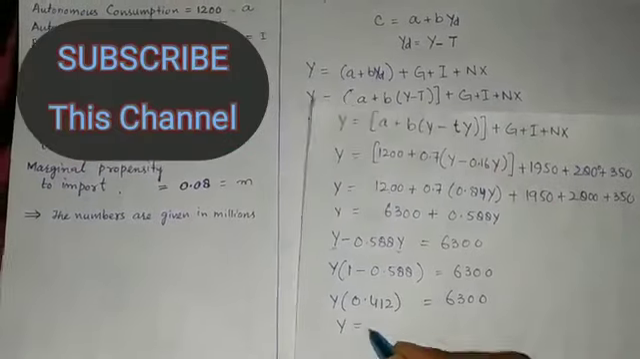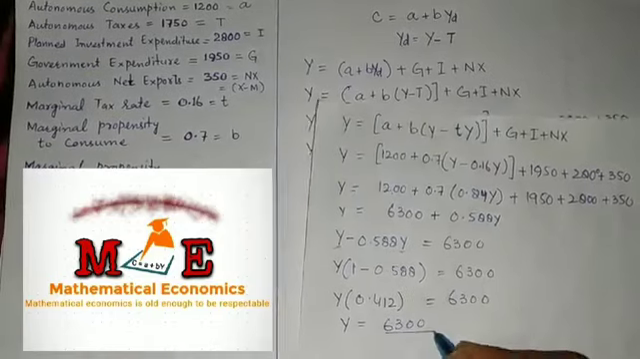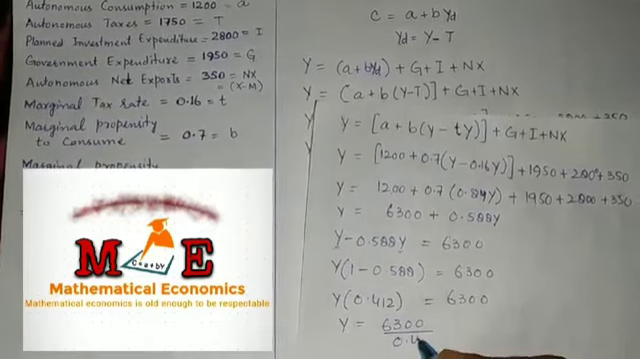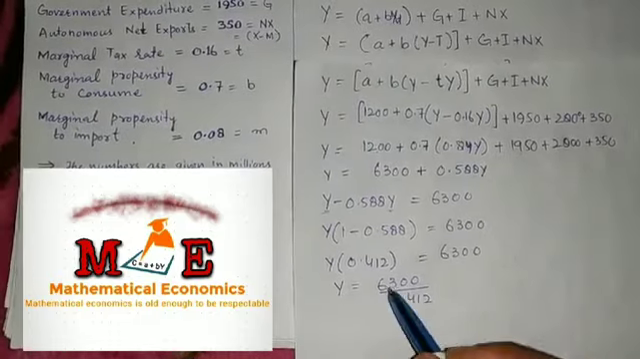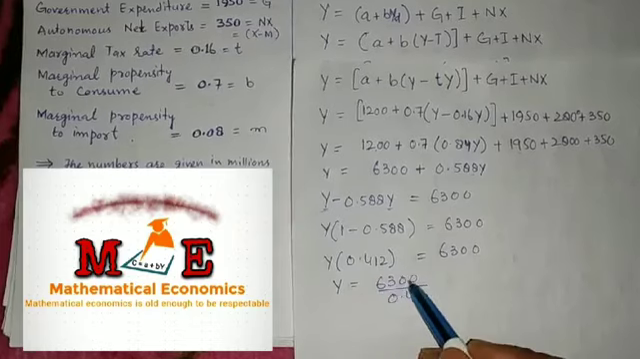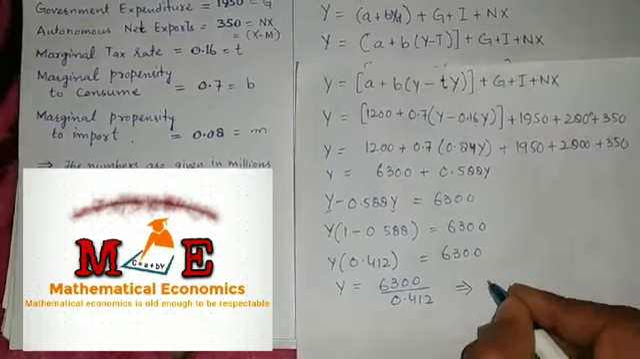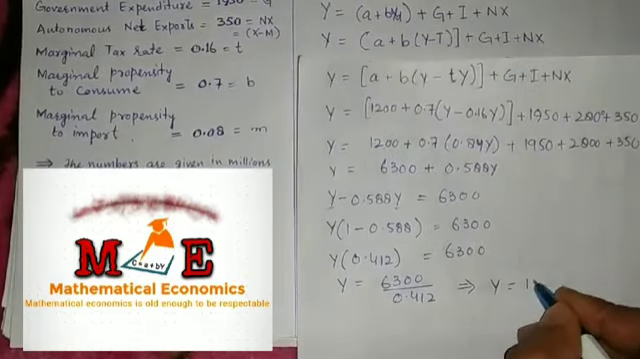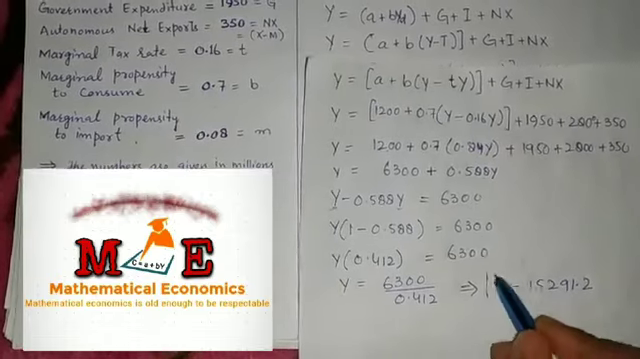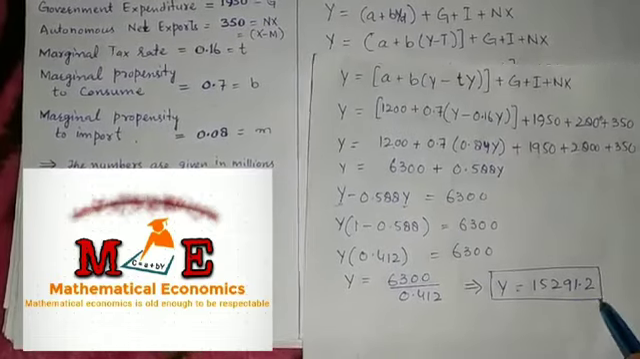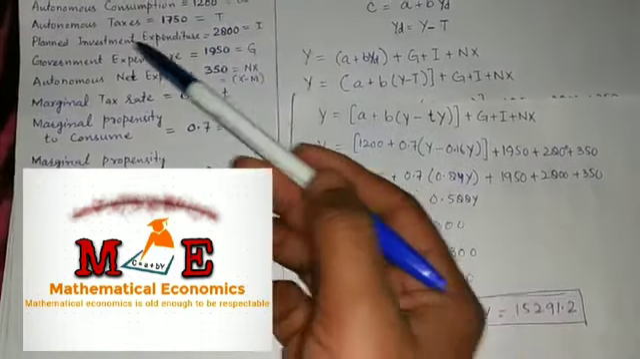So Y equals 6300 divided by 0.412. Now to calculate the value of Y, divide 6300 by 0.412, and it will be equal to Y equals 15291.2. Hence this is the national income when the data in our hypothetical economy are given as all this.